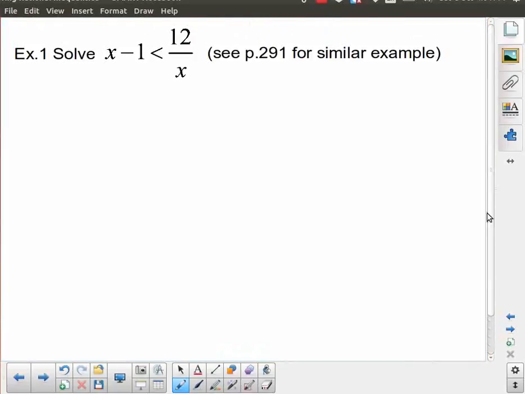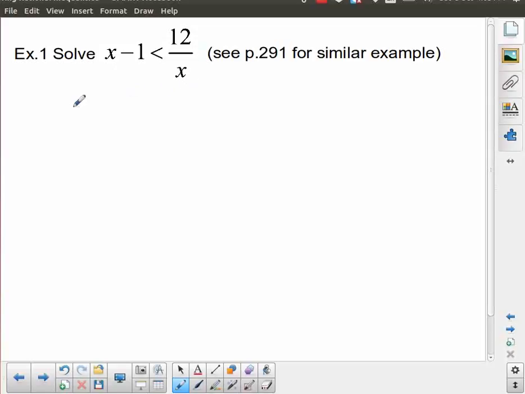So that being the case, we are asked to solve x minus 1 is less than 12 over x. If you've got the textbook, you can see a similar example to this. The first way to think about this is I'm basically taking the graph of x minus 1, which is a straight line, and the graph of 12 over x, which is a reciprocal function, and I'm asking when is this graph lower than this graph. So we could graph this and solve it visually, and I'm going to show you that shortly. But we of course want to develop an algebraic technique to do this.